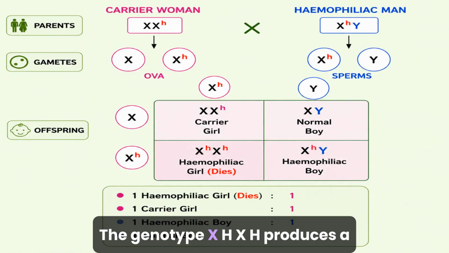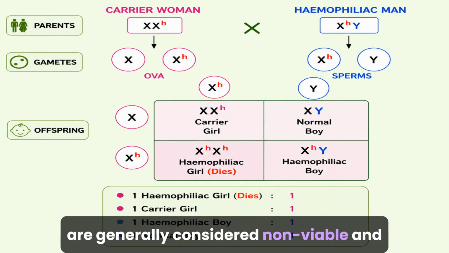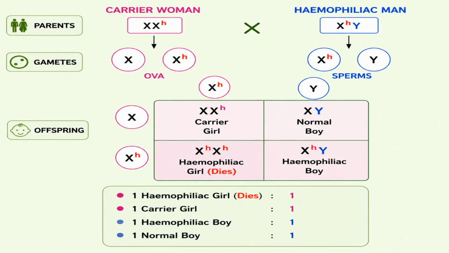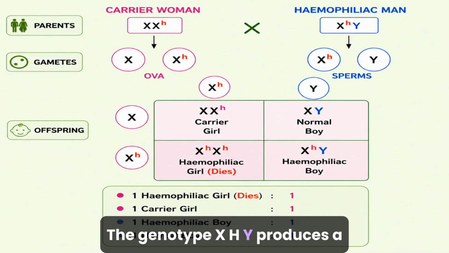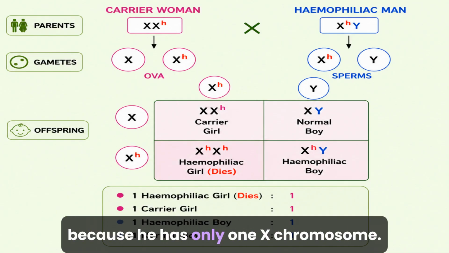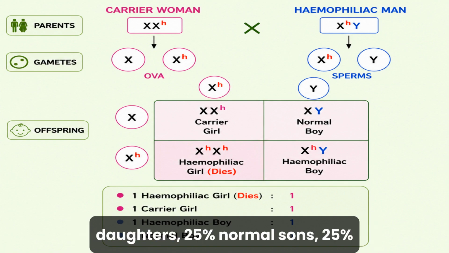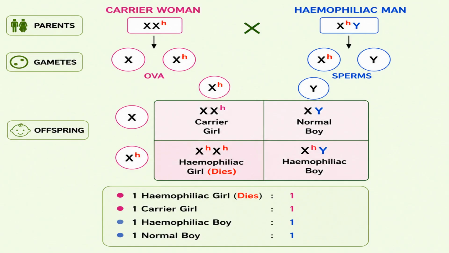The genotype XHXH produces a hemophilic daughter, but such females are generally considered non-viable and may not survive. The genotype XHY produces a hemophilic son who shows the disease because he has only one X chromosome. Therefore, this cross results in 25% carrier daughters, 25% normal sons, 25% hemophilic daughters, and 25% hemophilic sons.